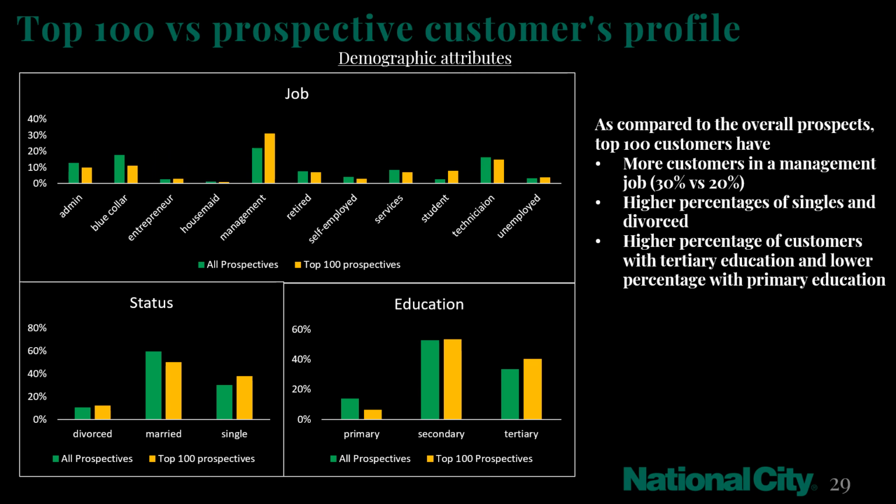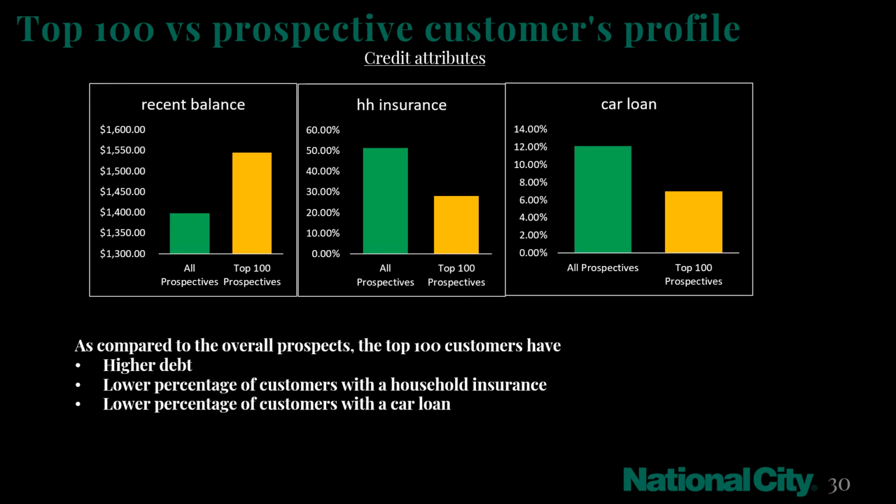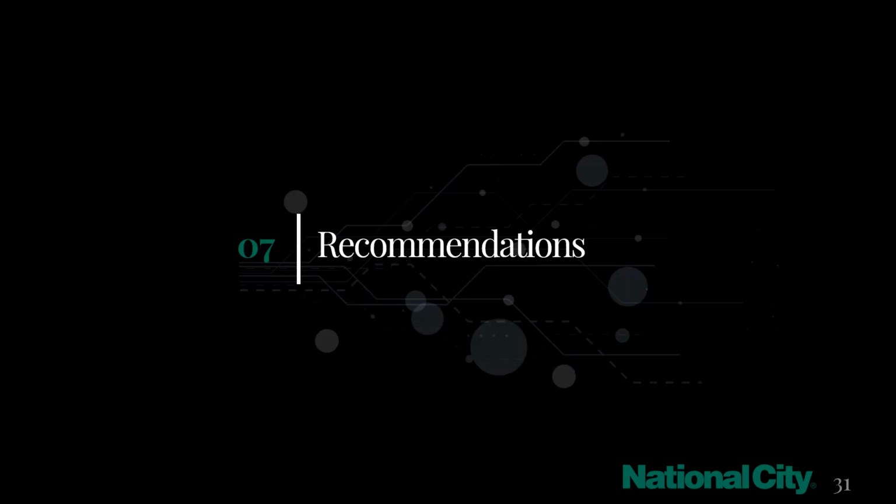And then looking at the demographic attributes, as compared to the overall prospect, the top 100 customers have more customers in a management job, a higher percentage of singles and divorced, and a higher percentage of customers with tertiary education, lower percentage with primary education. And then looking at the credit attributes, as compared to the overall prospect, the top 100 customers have higher debt, and a lower percentage of customers with household insurance and car loans.